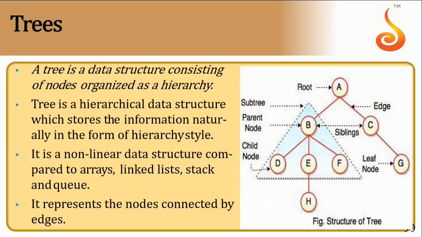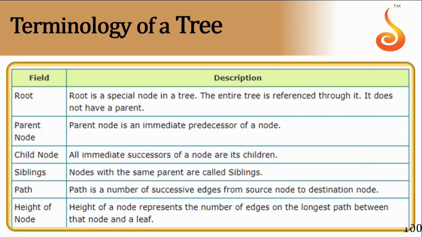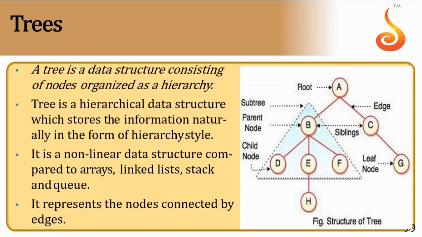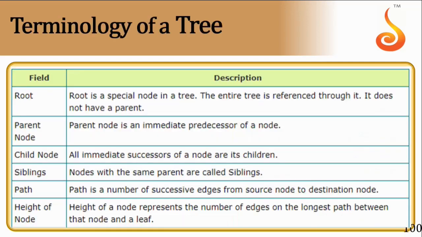So A is something which does not have a parent, and the entire tree can be referenced through it, or it has a connection through the entire tree. It is a special node of the tree, or I can say it is the top node in a tree, the root.